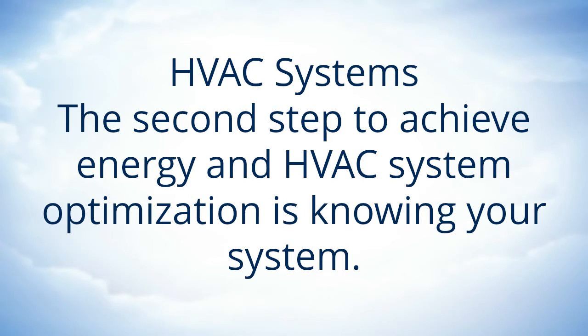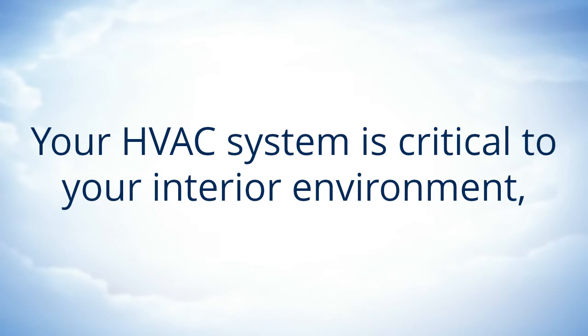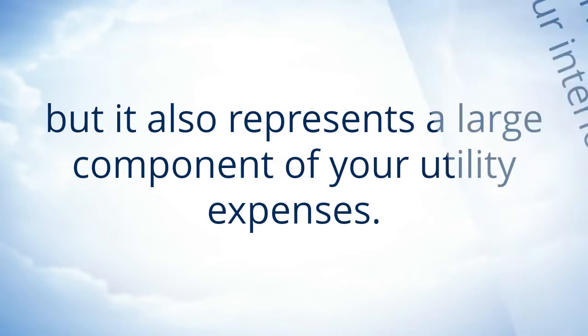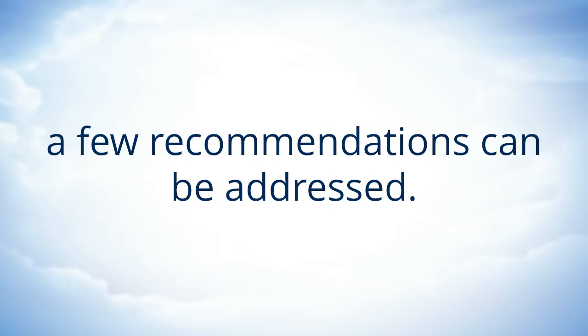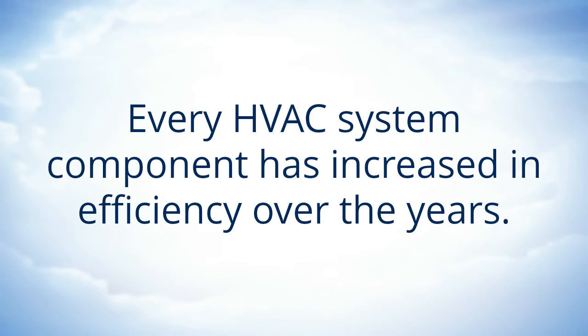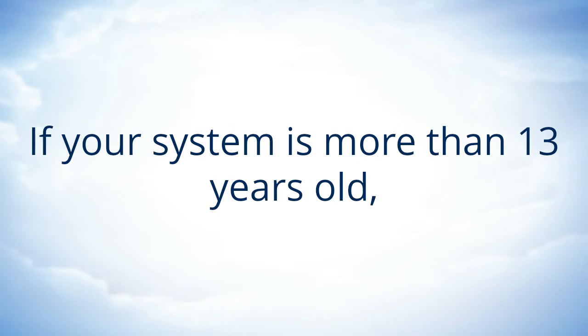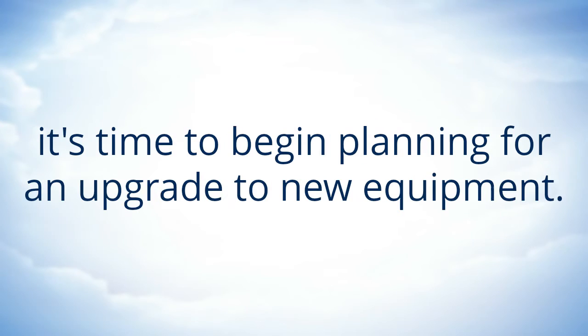HVAC systems. The second step to achieve energy and HVAC system optimization is knowing your system. Your HVAC system is critical to your interior environment, but it also represents a large component of your utility expenses. While it is beyond the scope of this article to discuss every system, a few recommendations can be addressed. Every HVAC system component has increased in efficiency over the years. If your system is more than 13 years old, it's time to begin planning for an upgrade to new equipment.